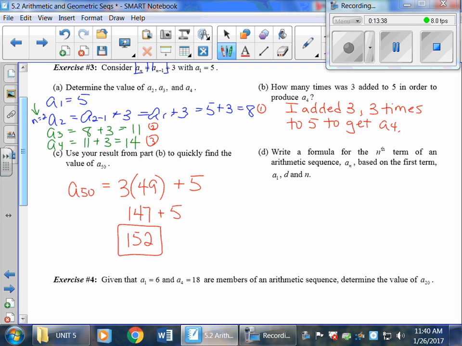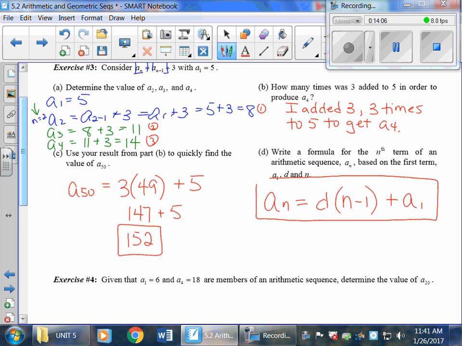And D says, write a formula for the nth term of the arithmetic sequence a sub n. So I think what we can do is here and say a sub n is equal to, remember what 3 was, that was our common difference. So let's call it D, all right? D times, and then this number here was n minus 1, but then you have to remember to add that first term back together. So this is a beautiful thing to be able to use, but you kind of have to know that. So it's the common difference times n minus 1 plus a sub 1.